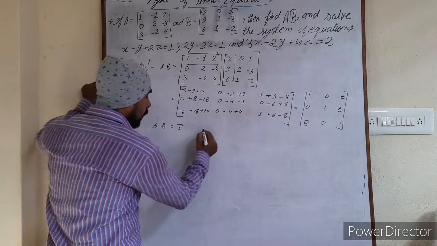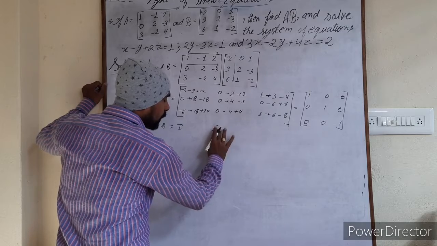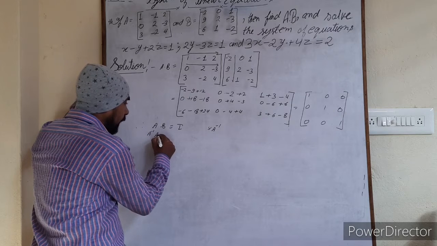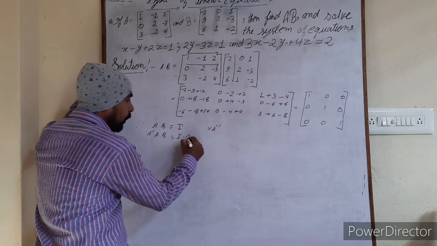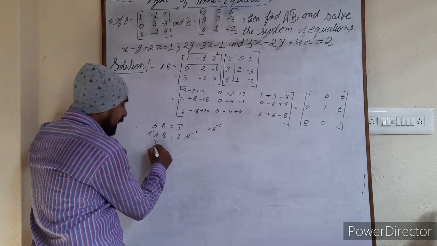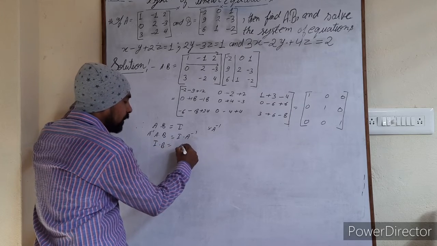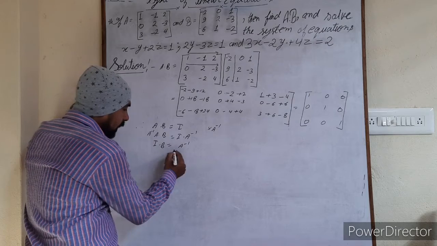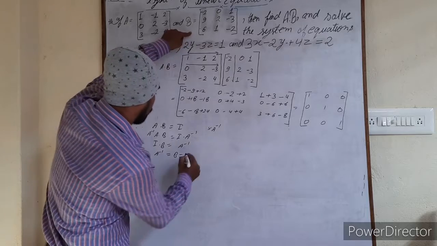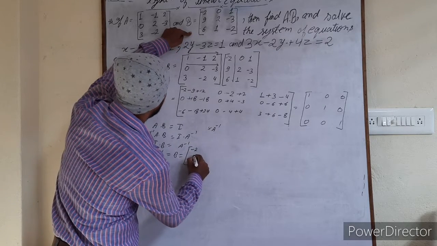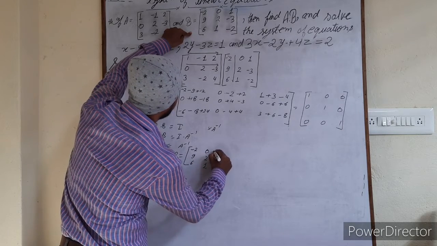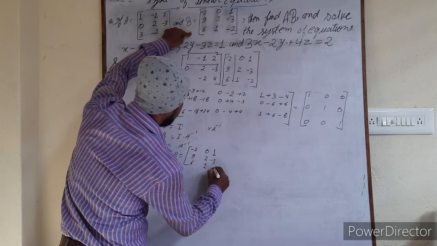So what we will do, multiplying by A inverse on both sides. That will be written as A inverse into A into B, that is equal to I into A inverse. I hope that you are getting. So A inverse into A will be written as I into B, that will be equal to A inverse only. It means directly what you can say, that A inverse is equal to B, and what is the B matrix? That is -2 9 6 0 2 1 and 1 -3 -2.